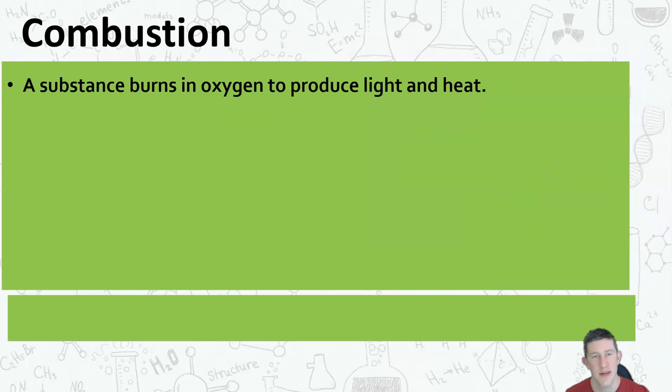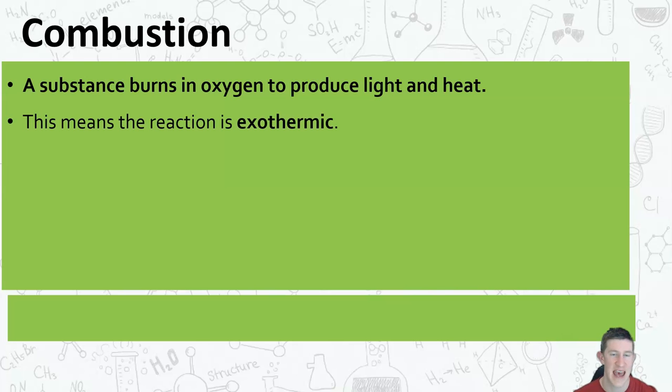Combustion is the next one. Combustion is just referring to burning stuff. So a substance that burns in oxygen to produce light and heat is a combustion reaction. This means it's exothermic. Exo means on the outside, so exothermic, it's giving off energy, it's giving off heat to the outside, it's giving away that energy.